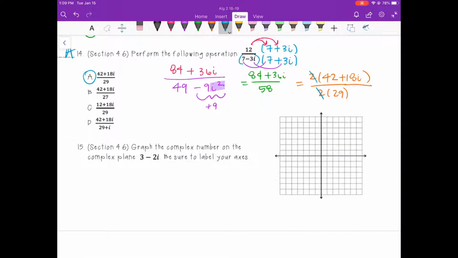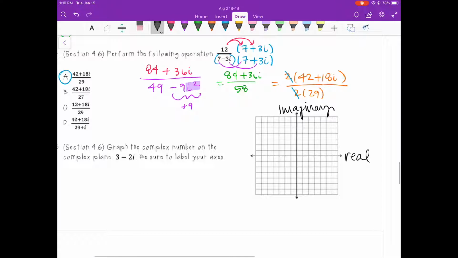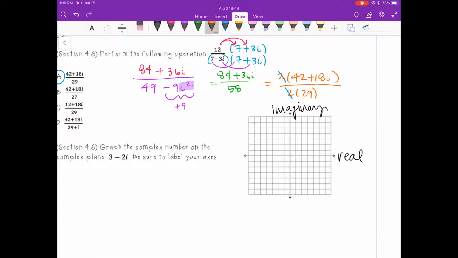Number 15, graph the complex number on the complex plane. Label your axes. So remember that your real axis is like your x-axis, and your imaginary axis is your vertical axis. So as you plot 3 minus 2i, you can kind of think about it like your 3 is your x-coordinate, your negative 2 is your y-coordinate.